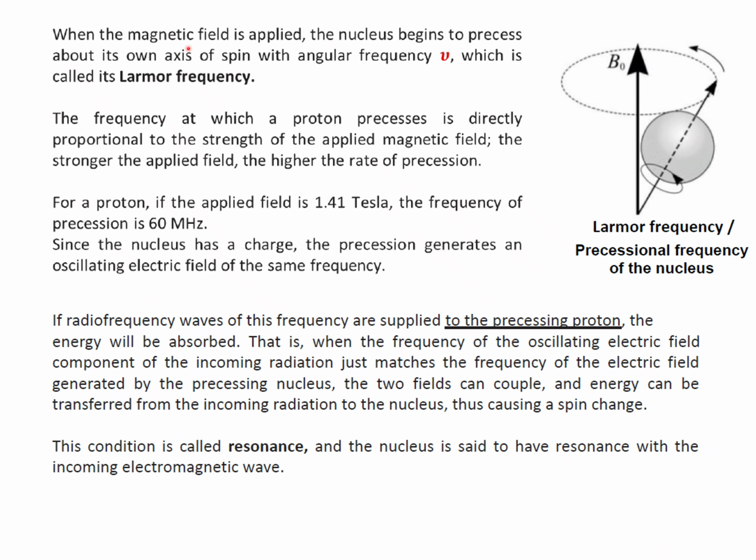When a magnetic field is applied, the nucleus begins to precess about its own axis of spin with an angular frequency, which is called the Larmor frequency. Actually, upon the addition of a magnetic field, this frequency is observed. The frequency at which a proton precesses is directly proportional to the strength of the applied magnetic field.